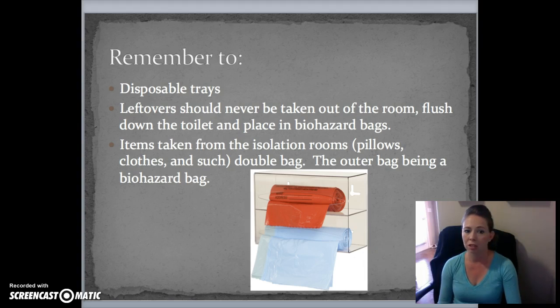Say, for instance, you're taking out their tray, for example. Leftovers should never be taken out. They are flushed down the toilet, and then everything is put in the garbage bag and then bagged again in a biohazard bag. We double bag everything: pillows, clothes, anything that needs to be removed from that room. So if you're doing laundry, double bag, with the outer bag always being a biohazard bag. Okay?